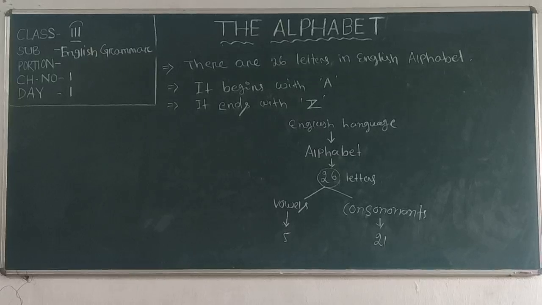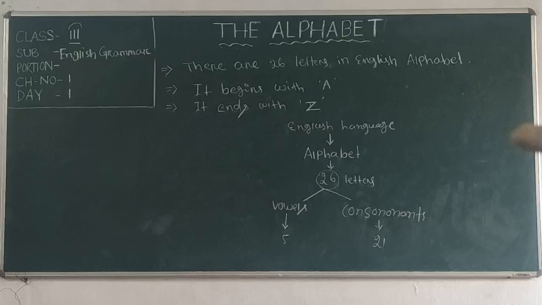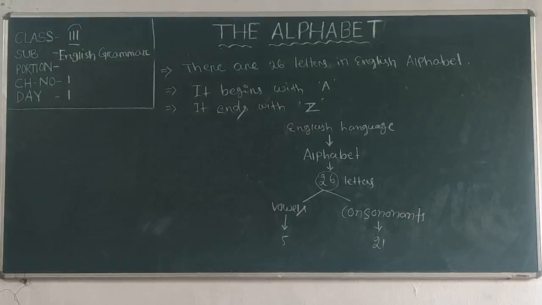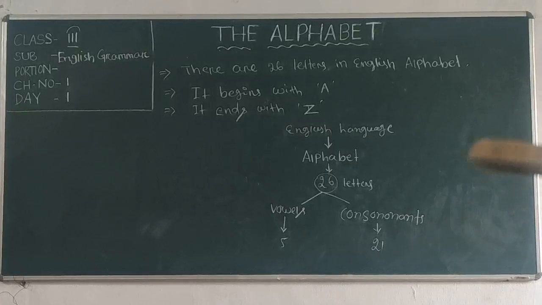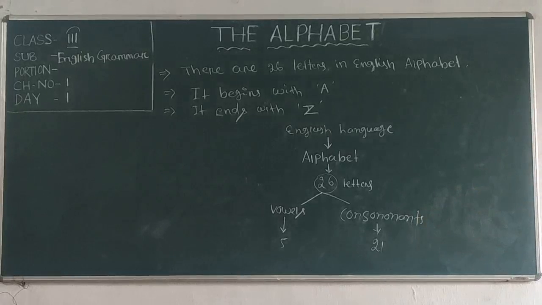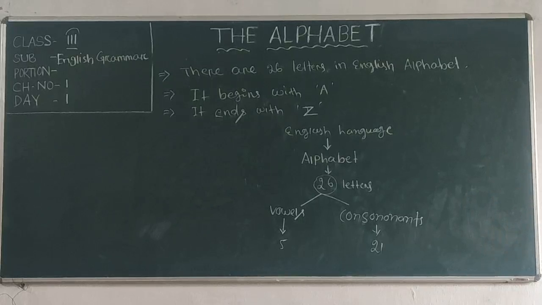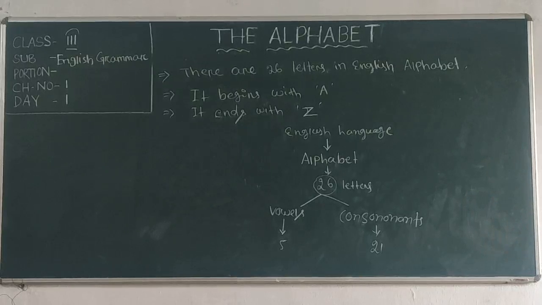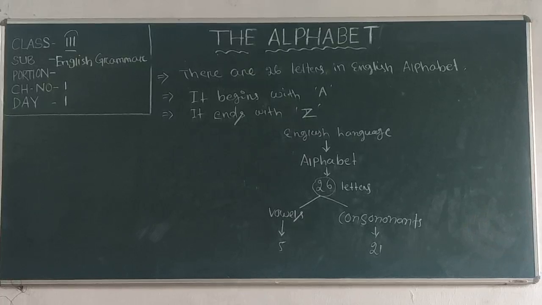Look at the flow chart, students. I have made a flow chart for you. English language consists of the alphabet. The alphabet has 26 letters and the 26 letters are divided into two parts. One is vowel, another is consonant. There are 5 vowel letters in the English alphabet, and there are also 21 consonant letters.